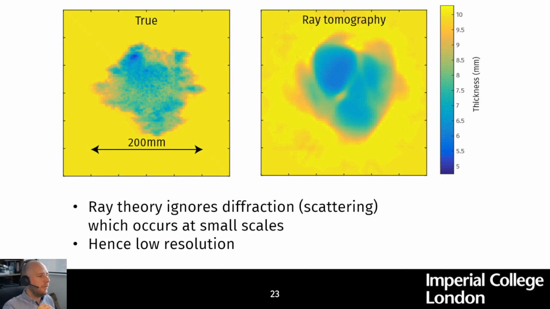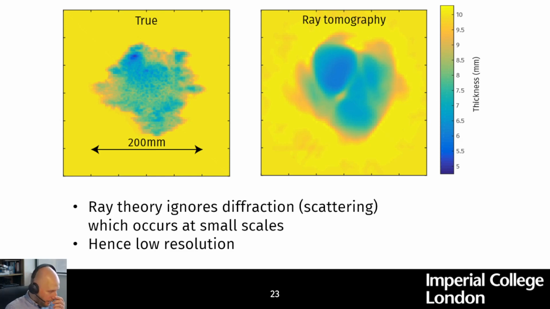So we've got a thickness map that you can see here. This is our true thickness map. This is just simulated data to illustrate it, but it's fairly deep, so it goes down to 50% wall loss. I think this was the A0 mode at 50 kilohertz. That's our true map. This is ray tomography.